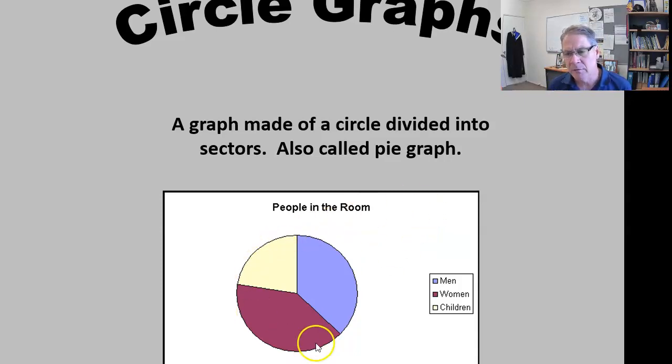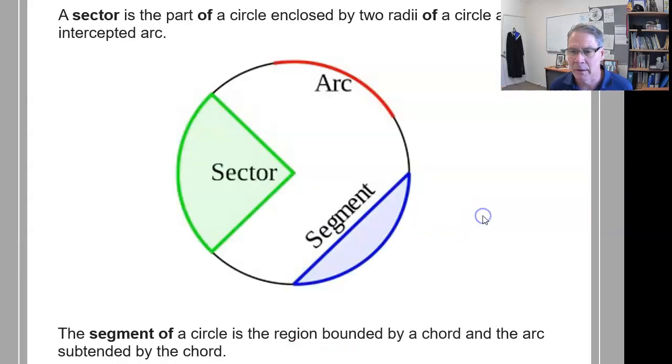But it relies on the student's understanding that a circle has 360 degrees, and each sector of the circle has a certain number of degrees out of the 360 degrees, as a fraction of it. So actually creating them and plotting them is a little bit more difficult for students, and you'd have to work those things through. Let's have a look at how you do that.